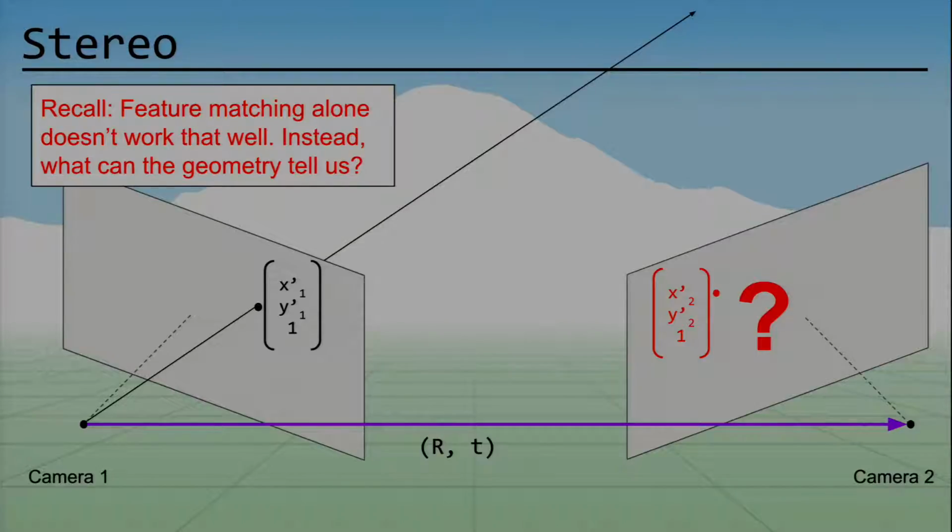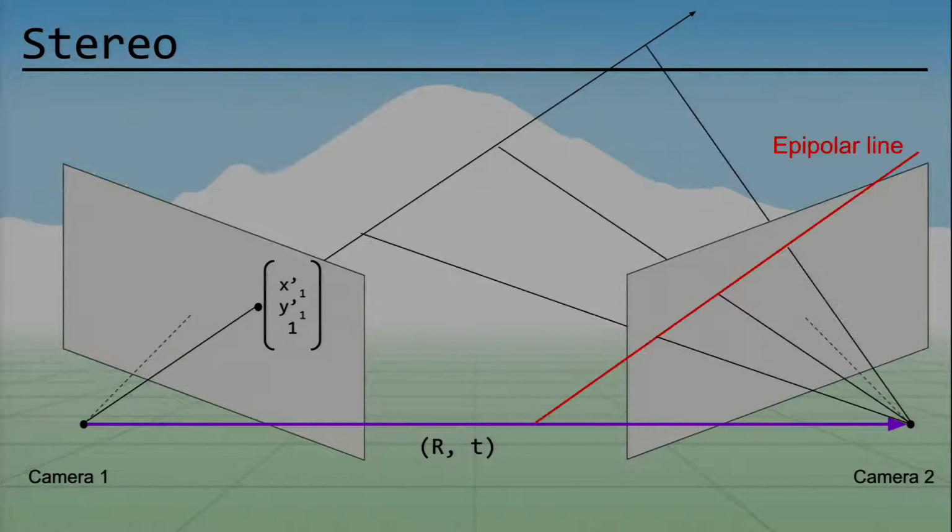What do we know about where this point must be? Yes? Yes, exactly. There is a line. If we take this ray here, and we project it on this image, what we get is a line. And we know that our full 3D point is somewhere along this ray, which means our 2D point on this plane must be somewhere along this line. This line is called the epipolar line. It's the line where our corresponding point is on this image.